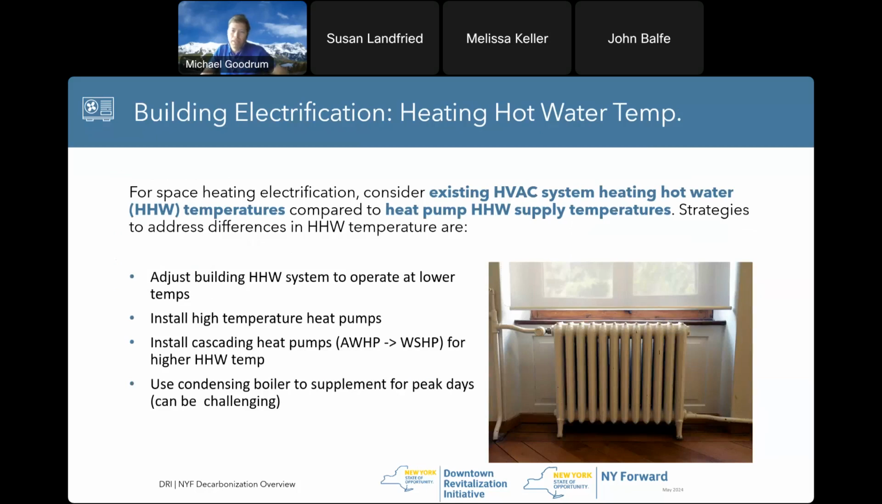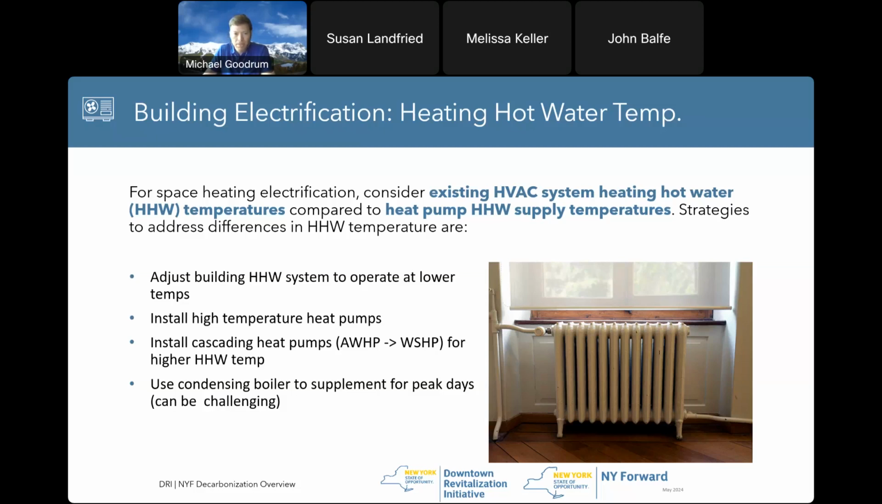Another important consideration in an existing building with installing heat pumps is the hot water temperatures. If you have a system that runs on heating hot water from a boiler now, it's probably operating at a much higher temperature than a heat pump will, and you need to make sure that you can still operate the building and keep it hot or warm enough for occupants with a heat pump.